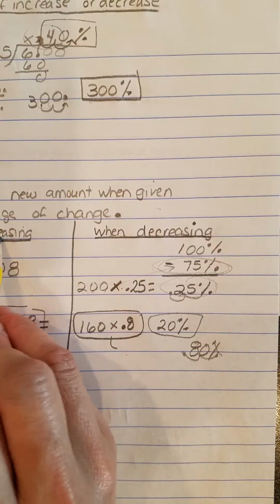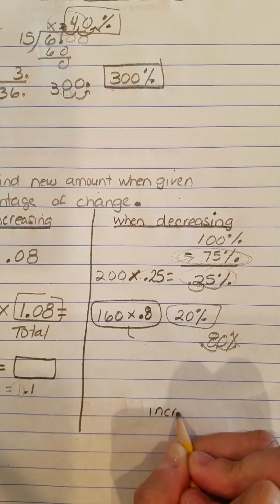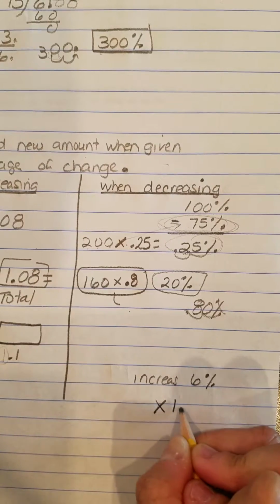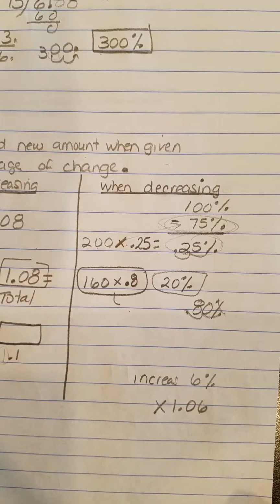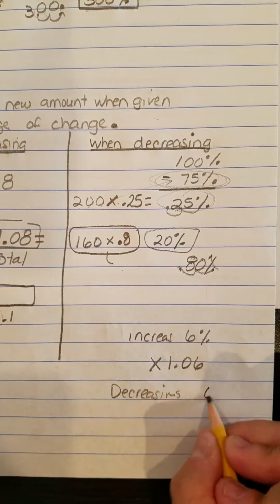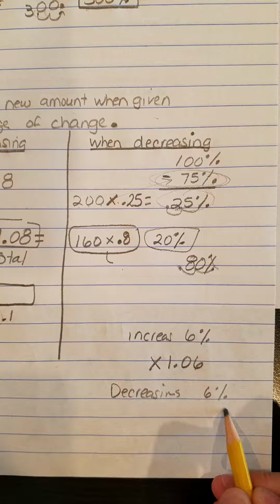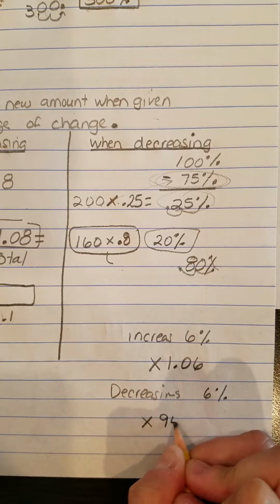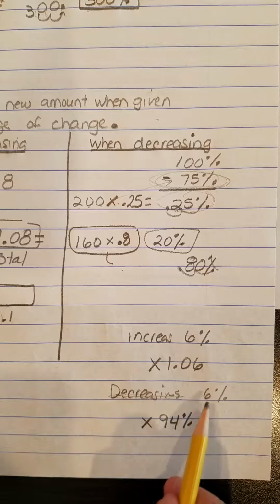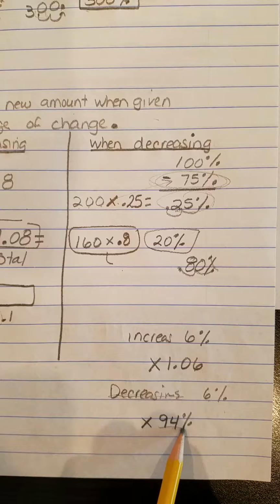Okay, so when you're increasing, you're going to get your percentage. So if you're increasing, let's say increasing by 6%, you're actually just going to multiply the number by 1.06. Now, let's say you're decreasing by 6%. Well, do 100 minus 6, that's going to be 94, right? So you're actually going to multiply by 94%. Because if you're decreasing, think of it as losing. So if you're losing 6%, how much are you keeping? Well, if you're losing 6%, you're keeping 94%.